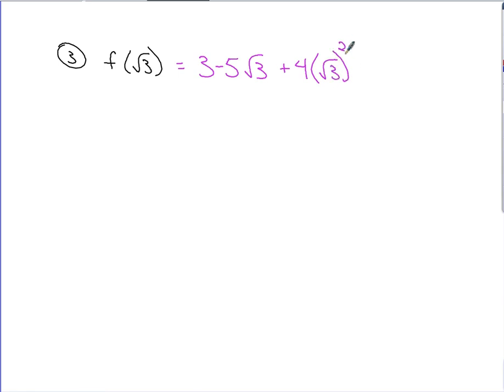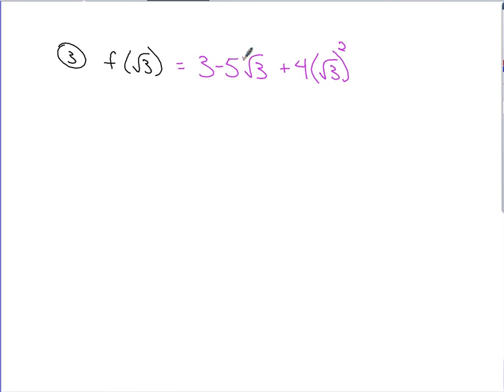So still playing with the same function. Let's find f of the square root of 3. Let's throw some radicals in there. Well, whatever we did on the previous two problems seemed to work. So let's be consistent here. Spell everything out the same way, only replace x with the square root of 3. This time it'd be 3 minus 5 times x, which is the square root of 3, plus 4 times the square root of 3 replacing x, squared.